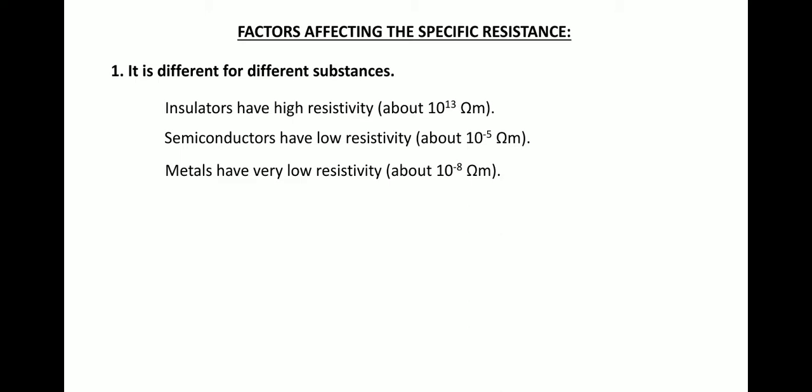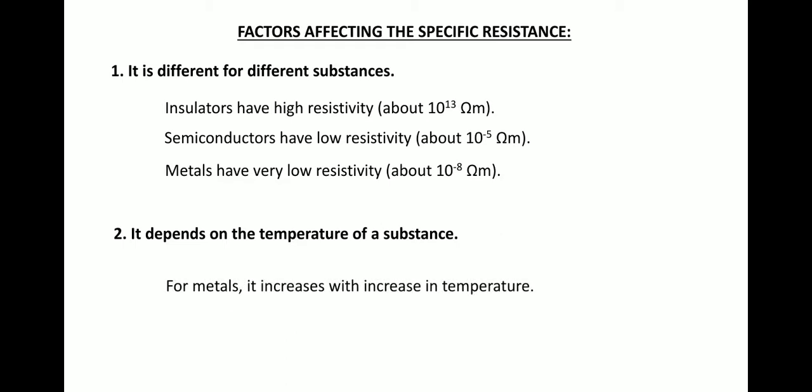Number two, the specific resistance also depends on the temperature of a substance. For metals, it increases with the increase in temperature. The more you increase the temperature, the more the specific resistance will increase for metals. But for semiconductors, it decreases with the increase in temperature. If you increase the temperature, then the specific resistance decreases for semiconductors.